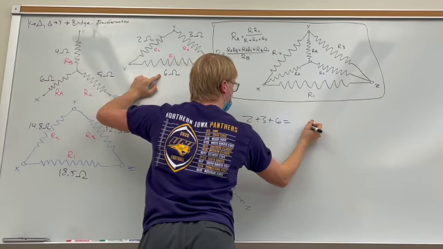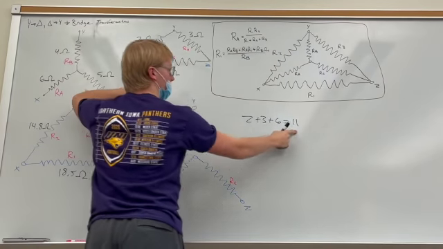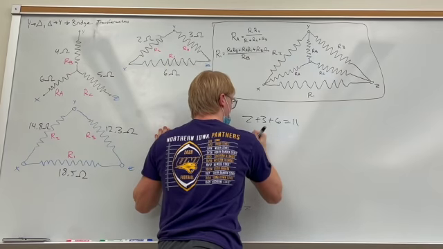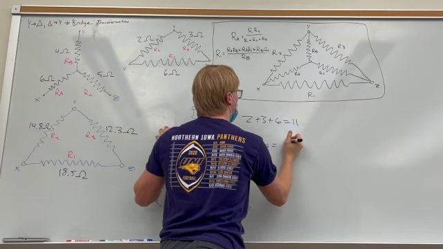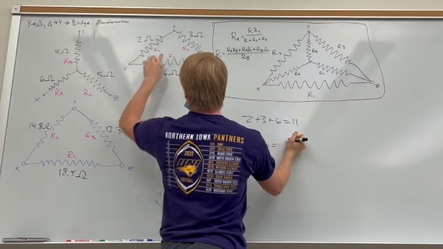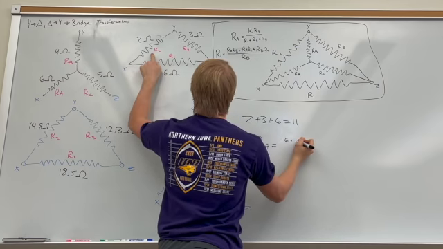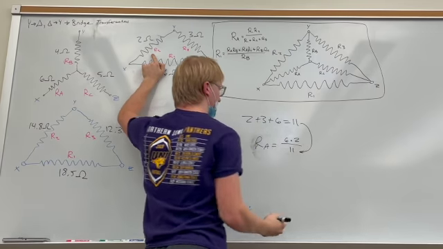5 plus, what's the bottom one? 6. 5 plus 6 plus 5, right, so that's the denominator. So RA is going to be R1 times R2 over that number we just calculated.